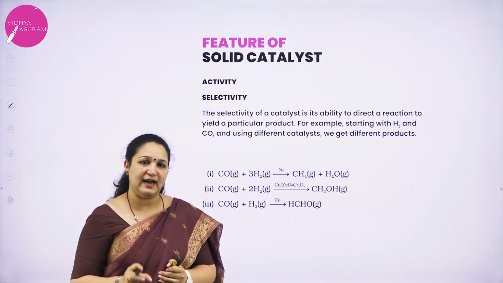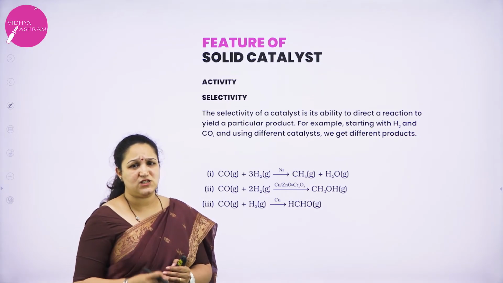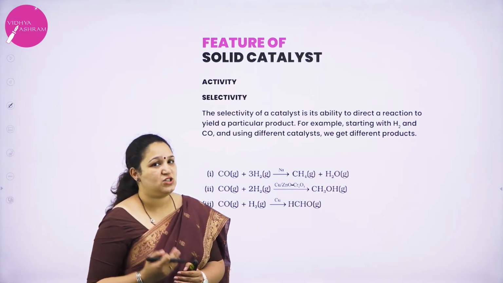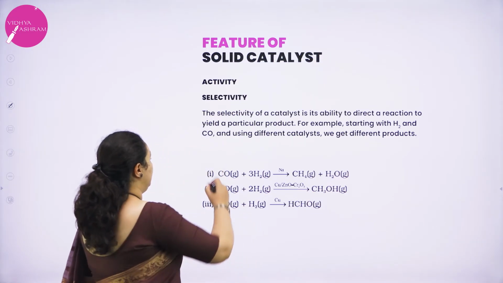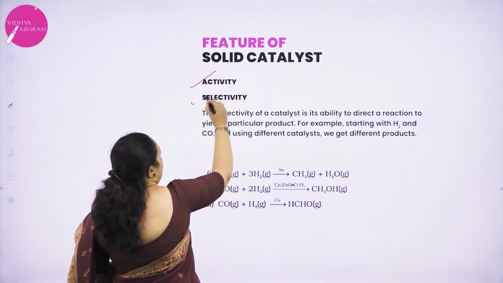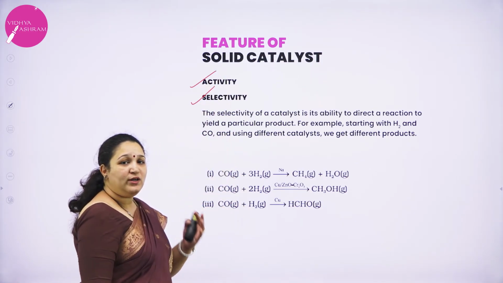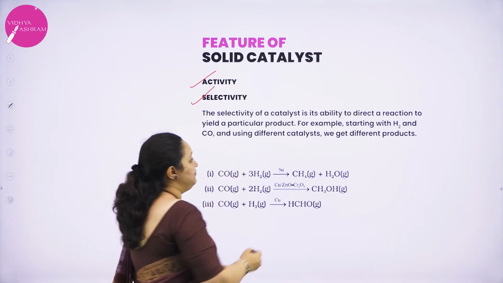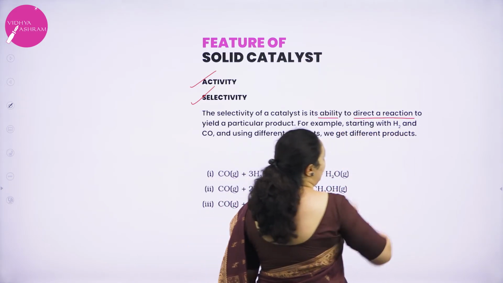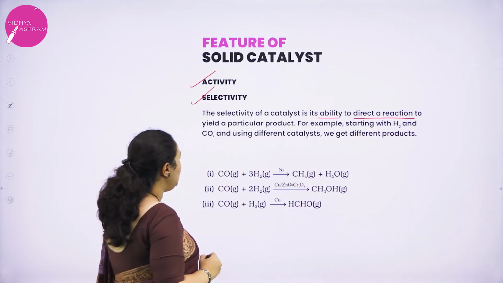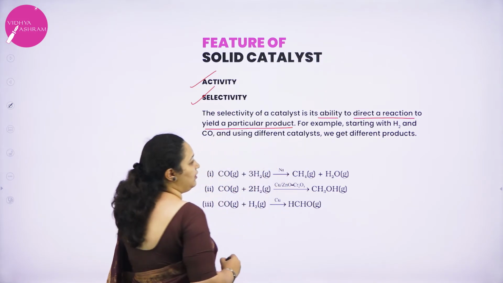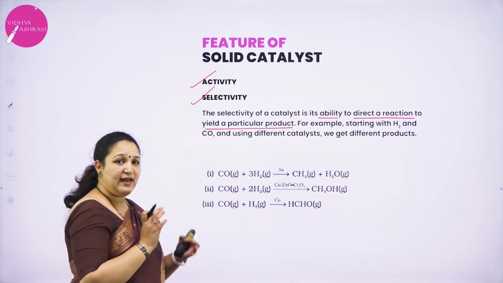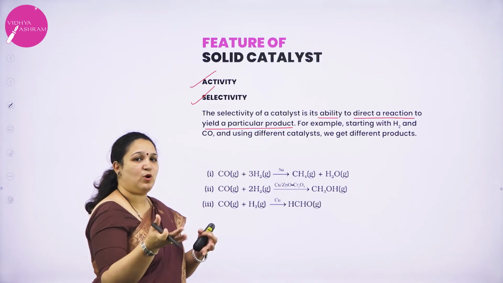The activity of the catalyst, that is, the bond formed between the catalyst and the reactant molecule, should not be very strong. That is the first feature. Second is selectivity. What do we mean by selectivity? The selectivity of a catalyst is its ability to direct a reaction to yield a particular product. That means a catalyst can direct the reactants and decide which products are to be formed.